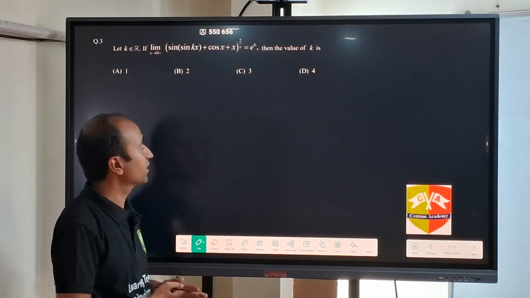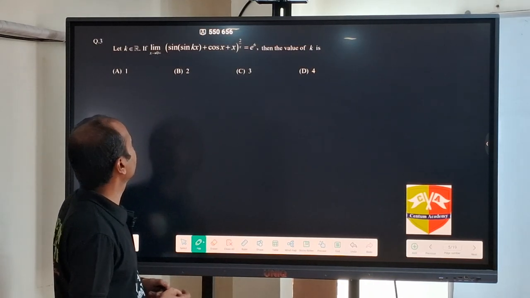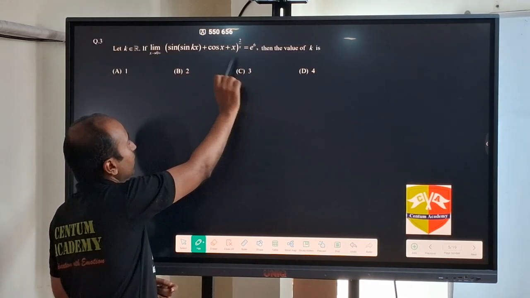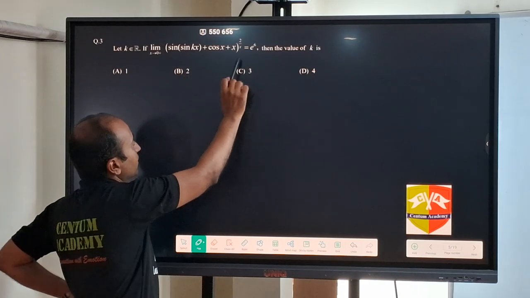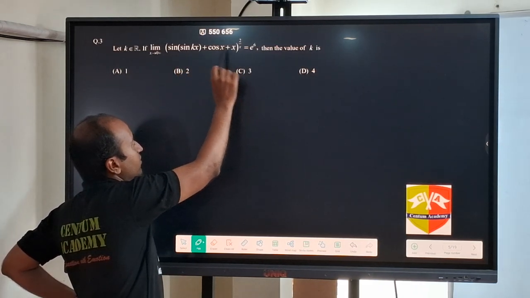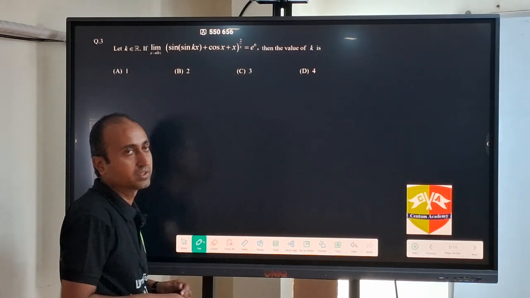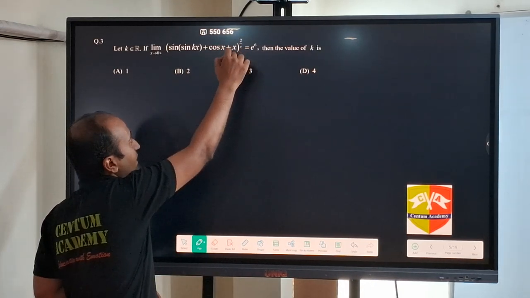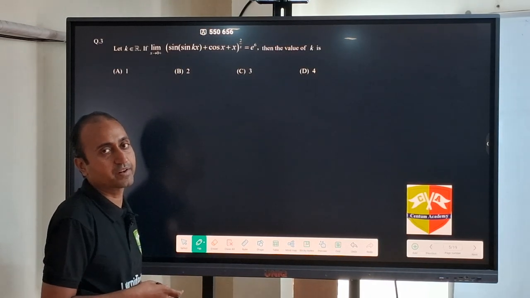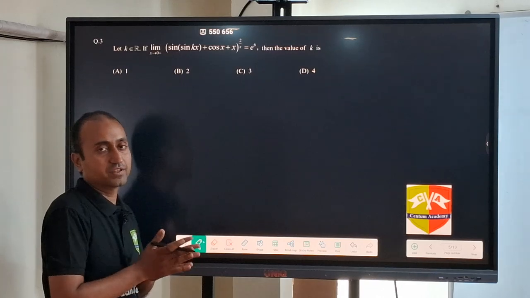Alright, next question is a question of limits. So the limit as x tends to 0 plus, this whole expression goes to 1, because sine 0 is 0 and cos 0 is 1. And this exponent 2 by x goes to infinity. So it's actually 1 raised to the power infinity, an indeterminate form. And all of us know how to do it.